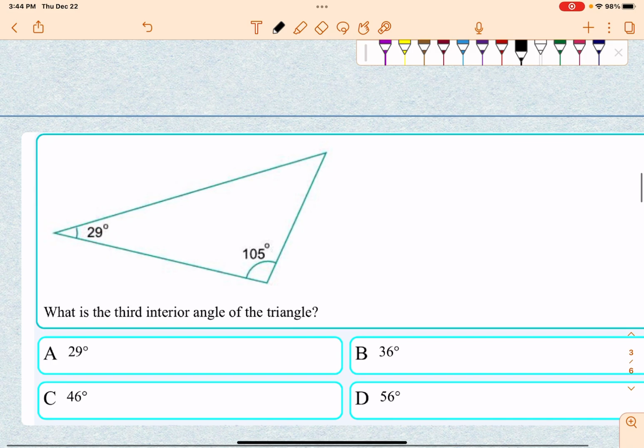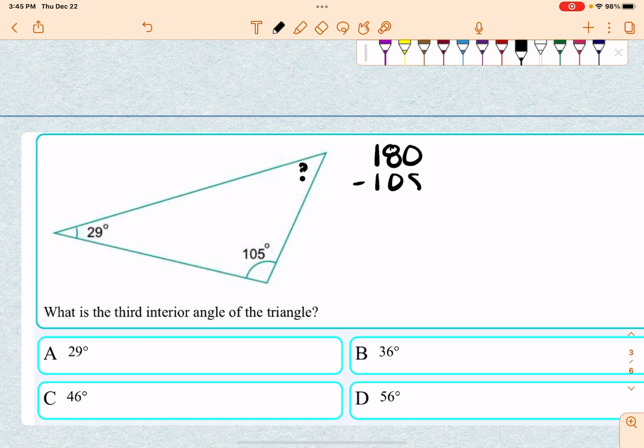Okay, now this is the reason they use them. So if it's interior, this one has an angle measurement of 29 and 105, and it wants to know what this third one is. So this one right here is missing, and I don't know what it is. So remember, they have to total 180. So if I subtract the two angles that I have, we can figure out what's left over. So if I subtract 105 and I subtract 29, I'm going to be left with 46 degrees, and that would be the missing angle.